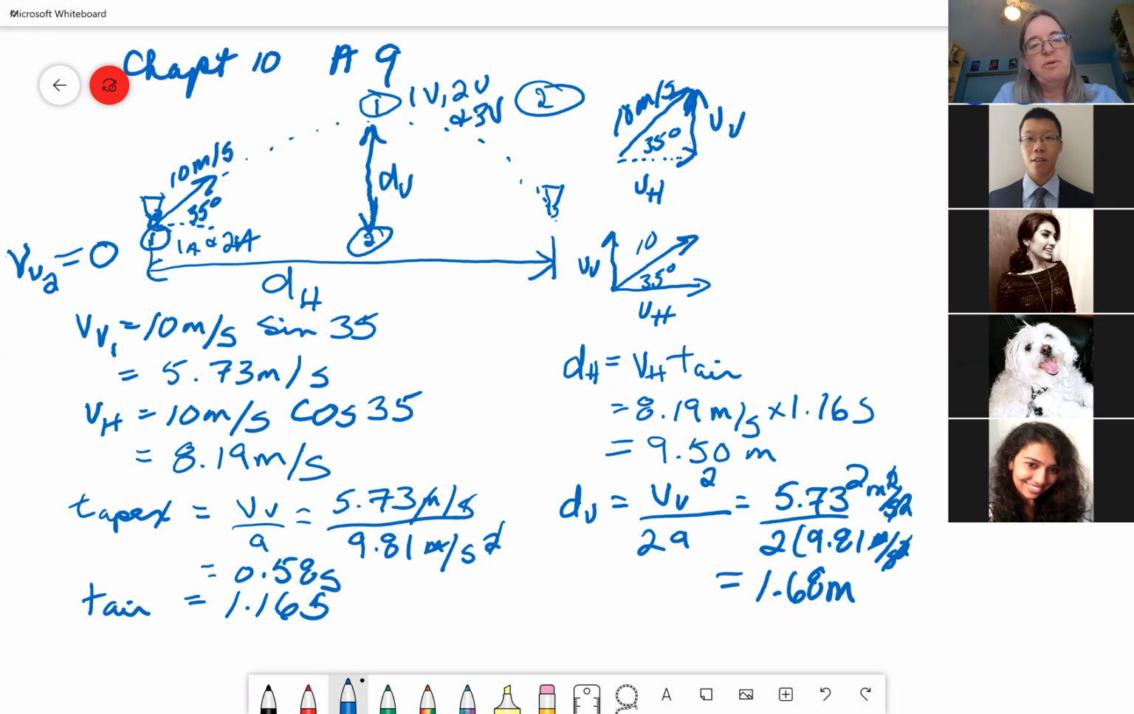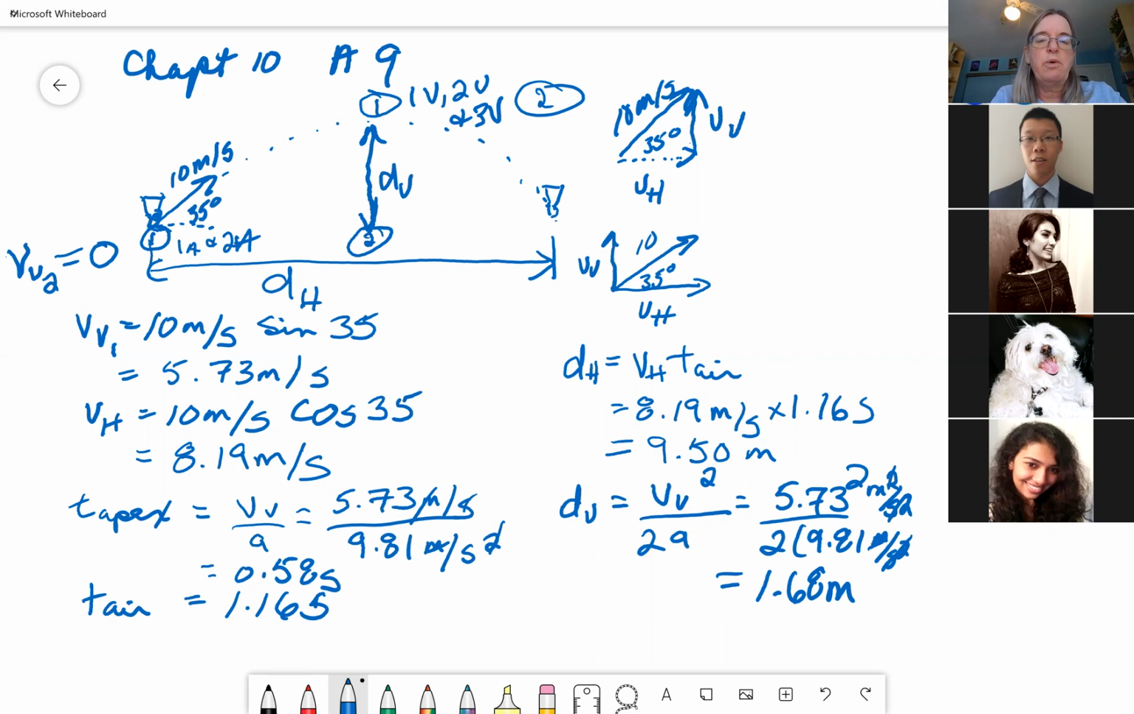Okay, so we know that we would have a vertical velocity of 5.73 at takeoff here. We know we would have a vertical velocity at the apex of 0, and that would take us 0.58 seconds. Then we would figure out how far up that was. We would figure out that that was 1.68 meters.